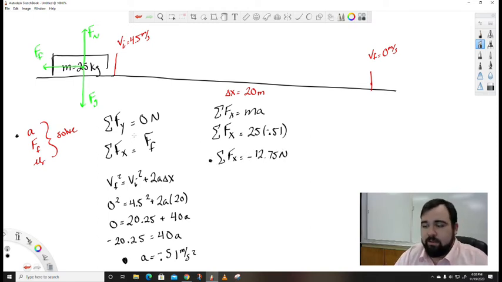All right, so our net force in the x direction comes out to negative 12.75 newtons, and we are going to say that is the same as our force of friction, so our F of F is also negative 12.75.